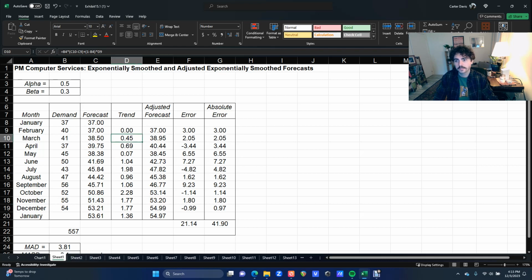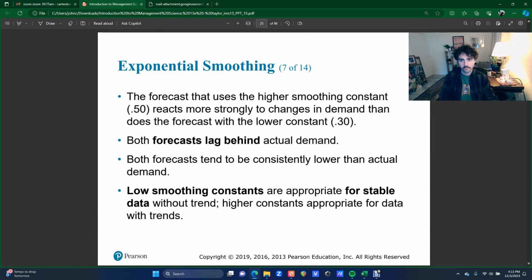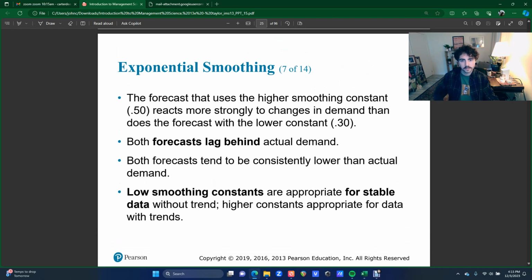The trend is what uses alpha, if I'm not mistaken. Yeah. So trend shows up at some point in this PowerPoint. Before we go on to that, let's see what they're talking about here. Both forecasts lag behind, constantly lower. Lower constant, smoother data. So here's something interesting. Low smoothing constants, so like the alpha, are appropriate for stable data without trend. Higher constants appropriate for data with trend.